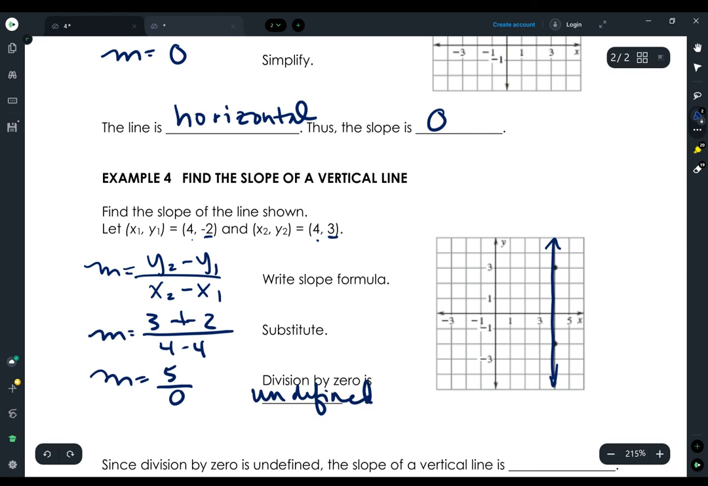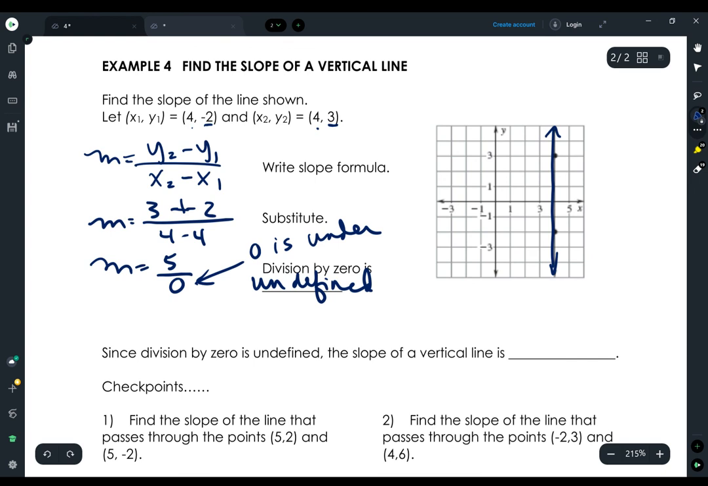And one way that students have told me that they memorize that is when the 0 is under the fraction bar, it's undefined. So we are not allowed to divide by 0 in math. It just doesn't really work. Math kind of falls apart, and so we say it is undefined. So the slope of a vertical line is undefined because dividing by 0 is undefined.